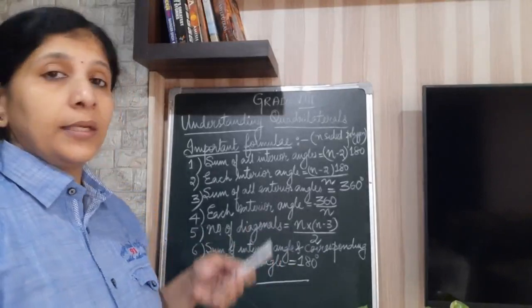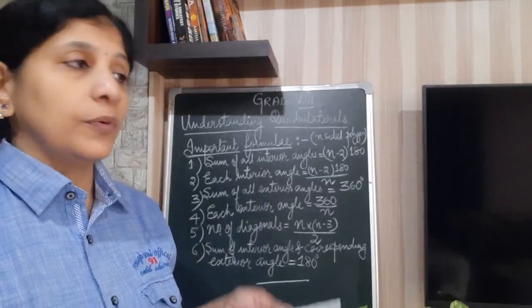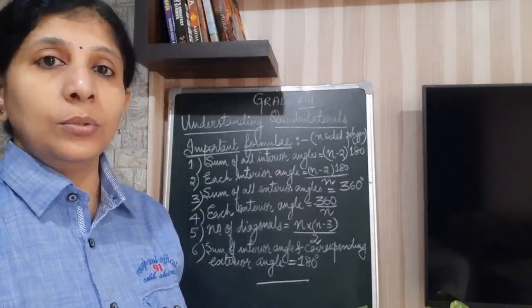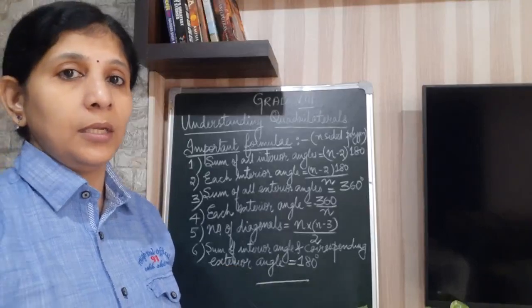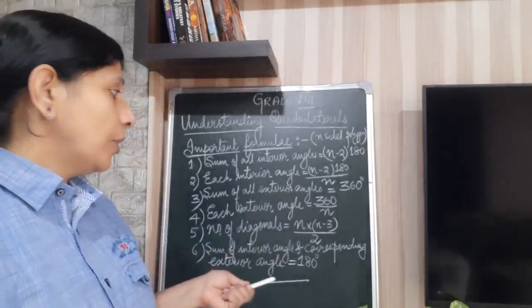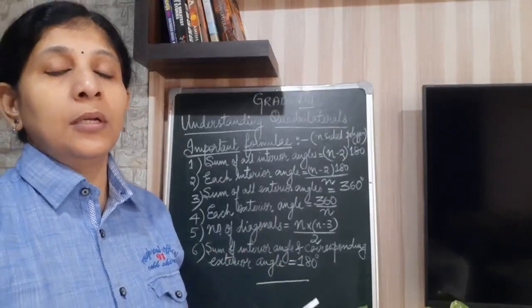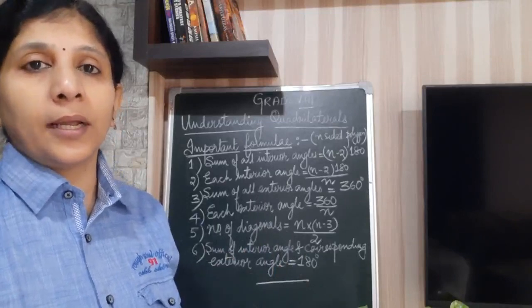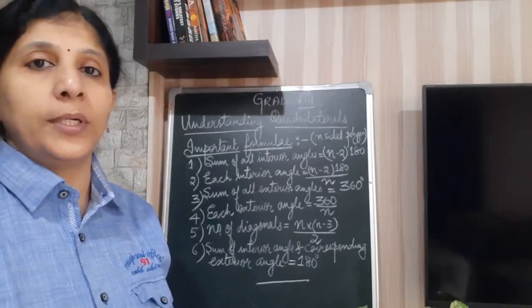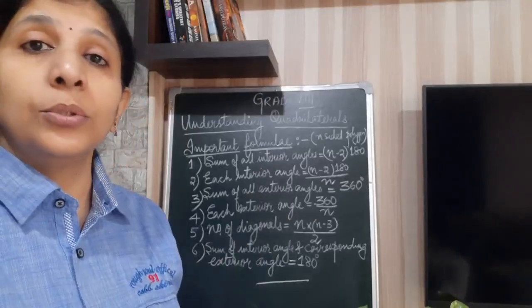The number of diagonals. How many diagonals are there in a rectangle? All of you know, it is 2. So what is the formula for the number of diagonals? It is number of sides into (n minus 3) upon 2, that is n into (n minus 3) upon 2. Then the sum of an interior angle and the corresponding exterior angle. In the problems you might have come across an interior angle and the corresponding exterior angle. What is this sum? It makes a straight angle. So the sum of an interior angle and the corresponding exterior angle is equal to 180.